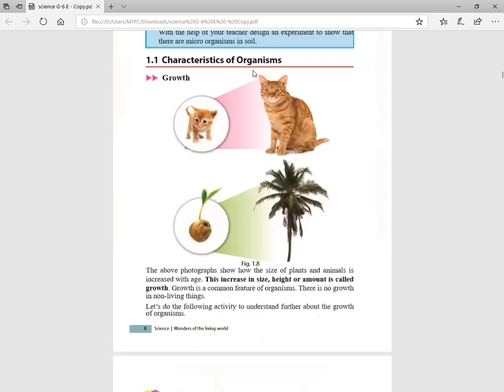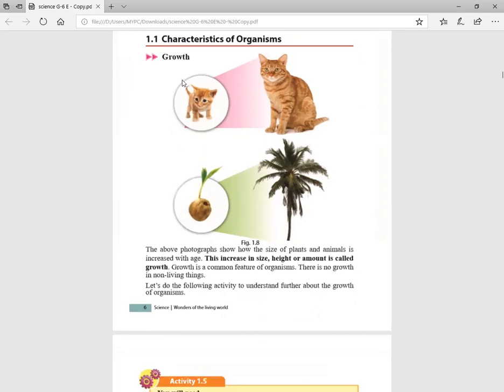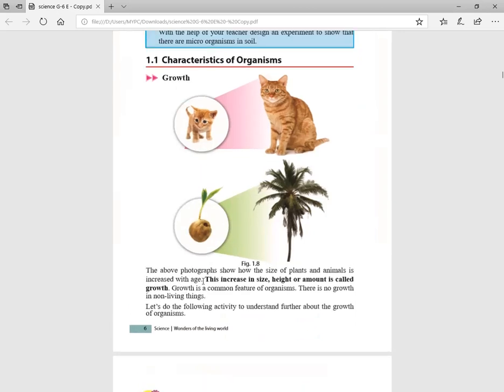Categories of characteristics of organisms. First one is growth. The above photographs show how the size of plants and animals is increasing with age. The increase in size, height or amount is called growth. Growth is a common feature of organisms.